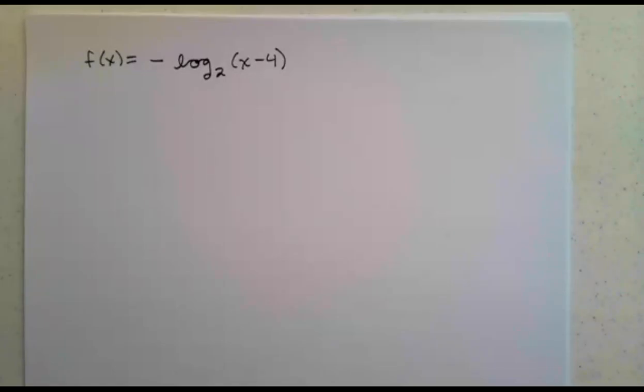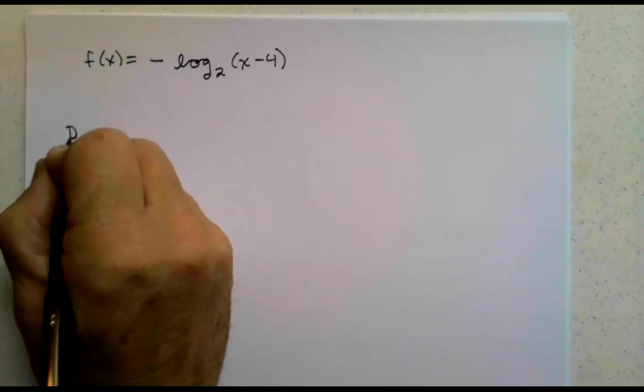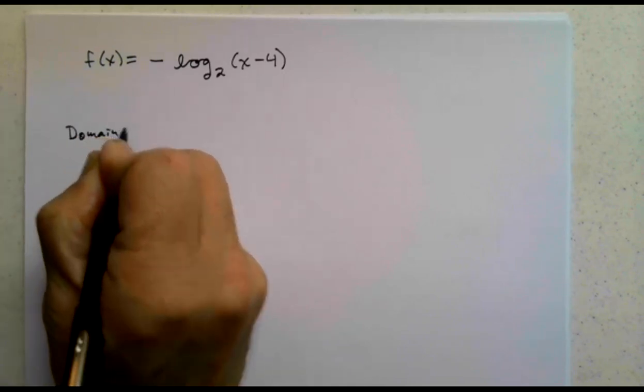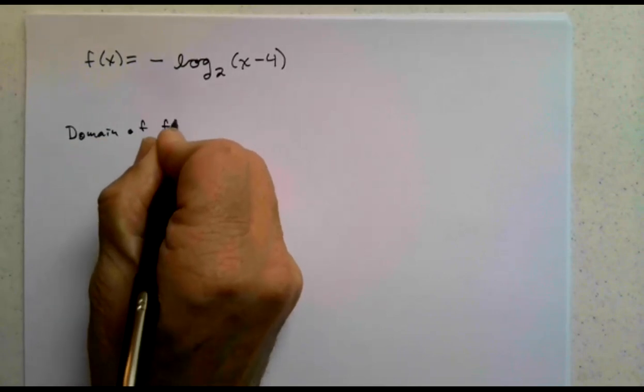So for this question, we're given the function f of x is negative log base 2 of x minus 4. Let's think about the domain and the range. So first, let's look at the domain of f. And what can I say about that?